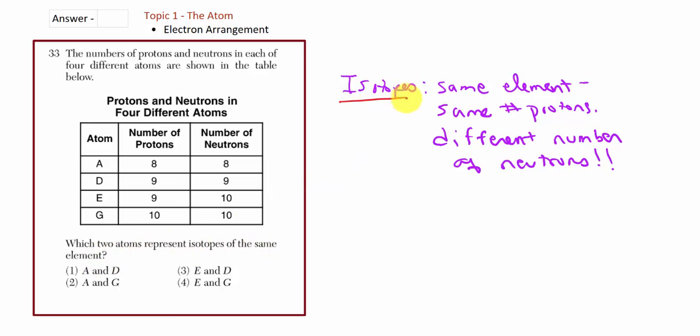From our understanding of isotopes, we know that we're looking for 2 atoms of the same element, and they must have the same number of protons. They'll also have different numbers of neutrons. That's what makes them isotopes. So we'll come back to the available answers. You notice these 2 elements, D and E, have the same number of protons, so they're going to be our choice. D and E would be selection number 3. Our answer to question 33 is 3.